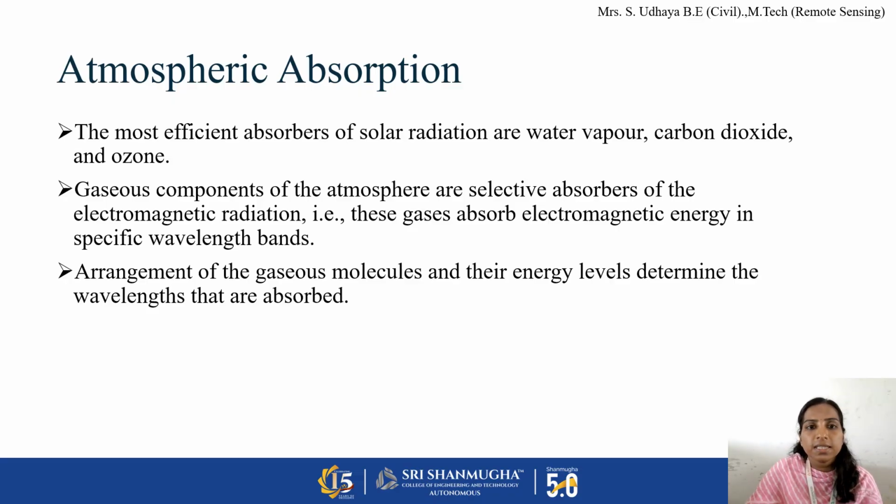The next thing we can discuss is atmospheric absorption. The most efficient absorbers of solar radiation are water vapor, carbon dioxide, and ozone. They absorb incoming radiation. Gaseous components are the selective absorbers of the EMR. That is, these gases absorb electromagnetic radiation in specific wavelength bands.